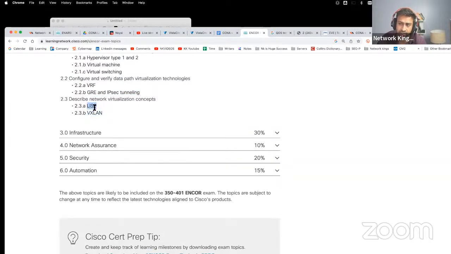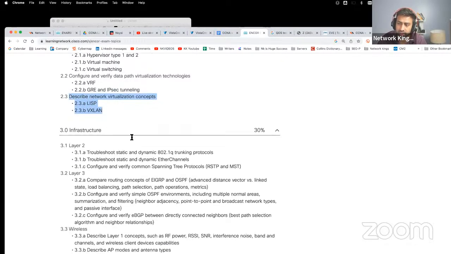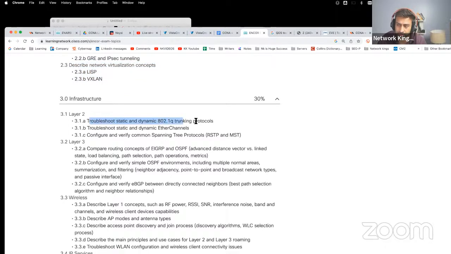VXLAN is a data center technology, on which we are going to spend 2 to 3 hours. And then spanning tree protocol will come, EtherChannel will come again in a little bit of detail. Like how we can do EtherChannel and what we call load balancing techniques, like source MAC, destination MAC and all. In spanning tree protocol we are going to learn MST, multiple spanning tree protocol.